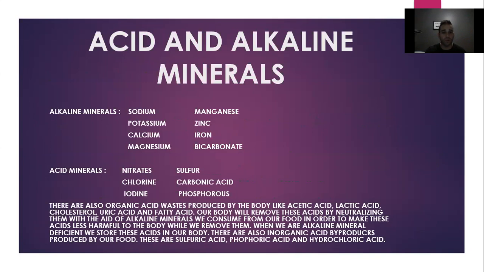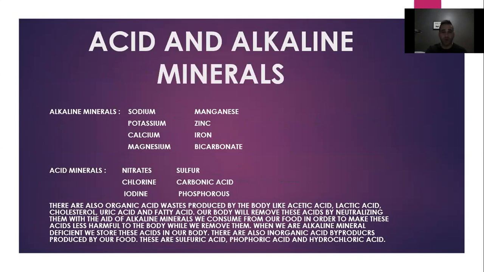There are also organic acid wastes produced by the body, like acetic acid, lactic acid, and cholesterol. That's an organic waste produced by the body. Uric acid is produced in the kidneys, and what produces urine, and fatty acid. Our body will remove these acids by neutralizing them with the aid of alkaline minerals we consume from our food, in order to make these acids less harmful to the body while we remove them.